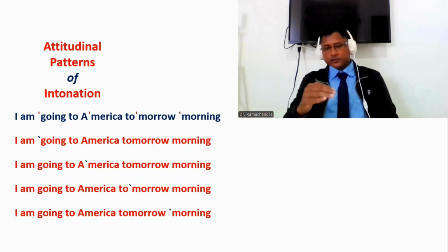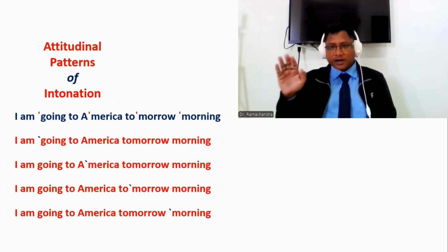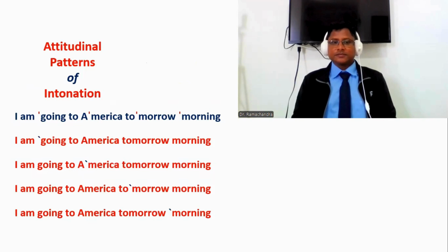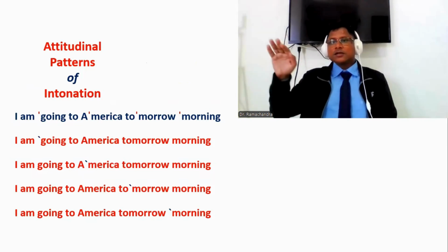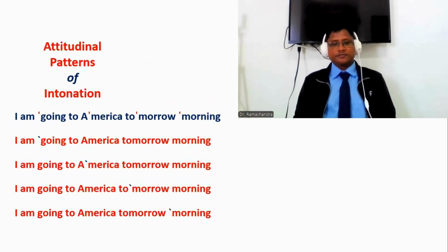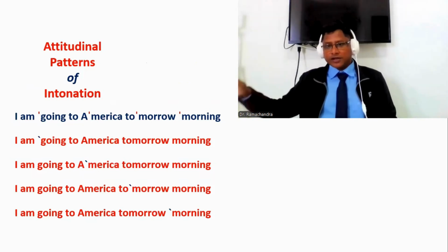Again, we look at all four sentences in red. I'm going to America tomorrow morning. The next sentence. I'm going to America tomorrow morning. The sentence 3. I'm going to America tomorrow morning. Tomorrow. The last sentence. I'm going to make it tomorrow morning.